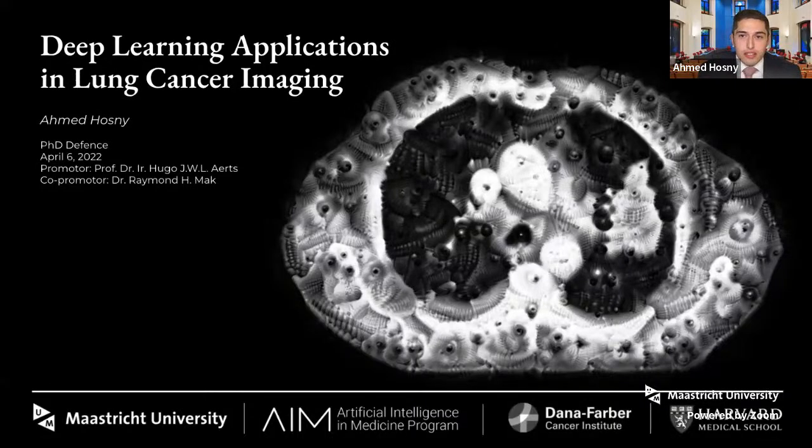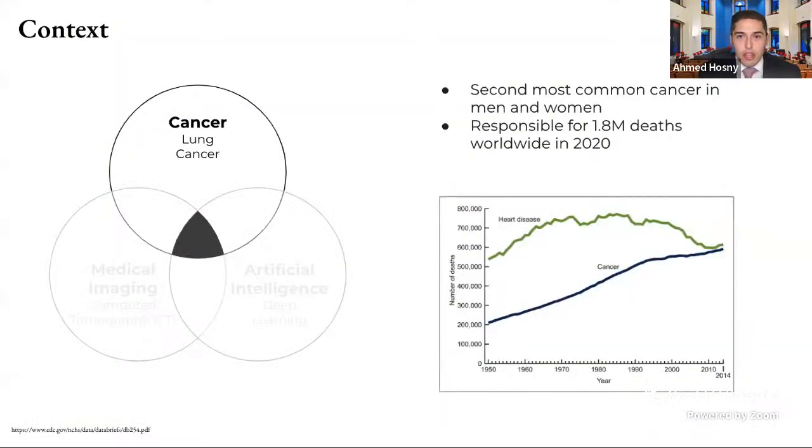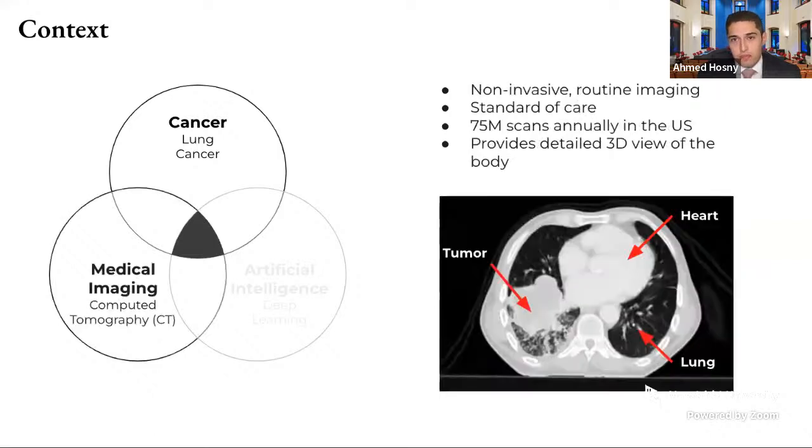And so my thesis is titled Deep Learning Applications in Lung Cancer Imaging. First, I would like to share with you some context. And so the work presented here lies within the intersection of three areas. The first area is cancer. And so cancer is a very difficult disease to cure. And despite advancements in genomics and new treatments, deaths from cancer have been continuously on the rise. More specifically, lung cancer is the second most diagnosed cancer in men and women, responsible for around 1.8 million deaths annually.